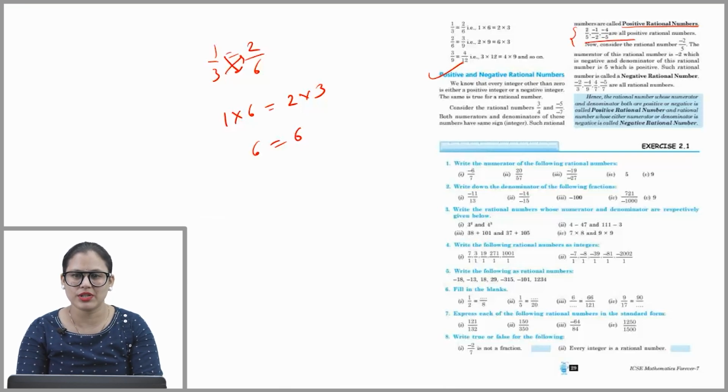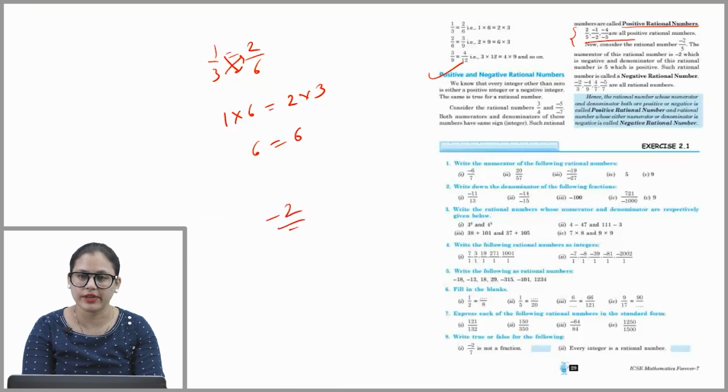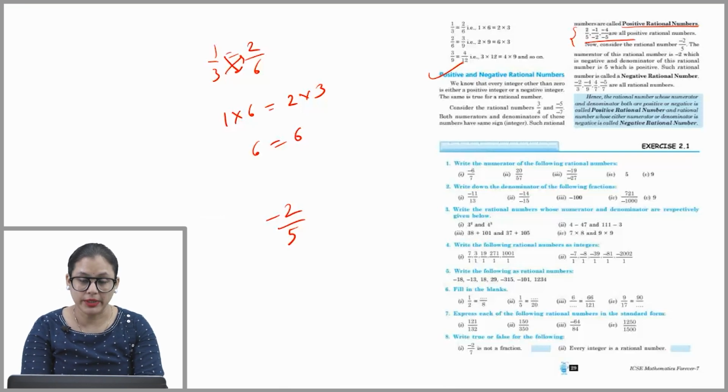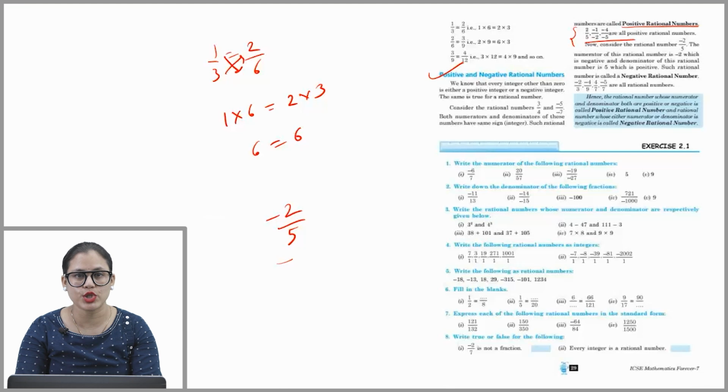Now consider the rational number minus 2 by 5. The numerator of this rational number is minus 2, which is negative, and the denominator is 5, which is positive. Such a rational number is called a negative rational number. For example, all these are negative rational numbers. Hence the rational number whose numerator and denominator both are positive or both negative is called a positive rational number, and a rational number whose either numerator or denominator is negative is called a negative rational number.